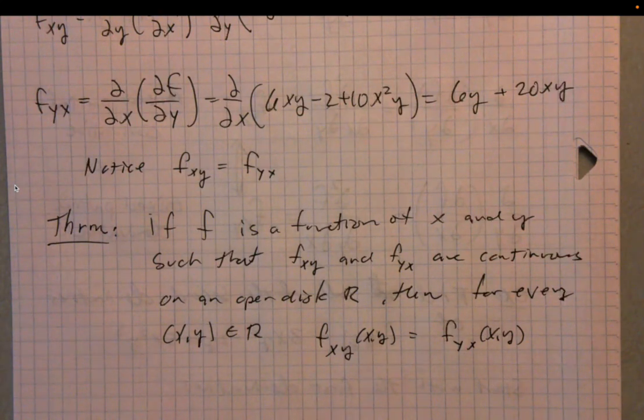So it was not a coincidence. We didn't gin up this nice polynomial that happened to have this property. This is true in general. Now the functions have to be, first of all, the second derivatives have to exist, and they have to be continuous on the open disk R. All bets are off if there's a lack of continuity, or some other issues that happen inside this open disk. But if the functions are normal, and when I say normal, you know what I mean, continuous, then in general the mixed derivatives will be equal to one another.